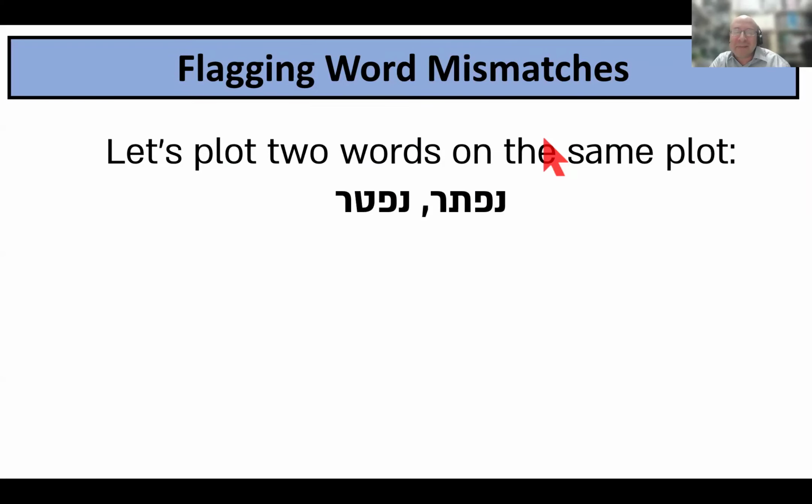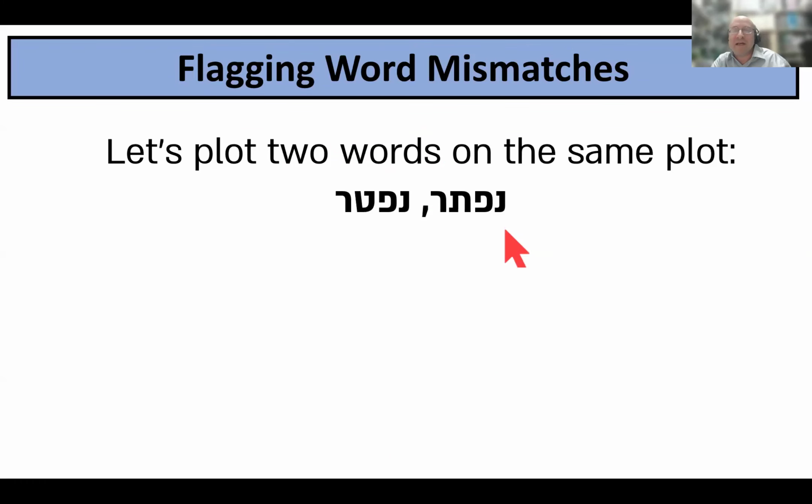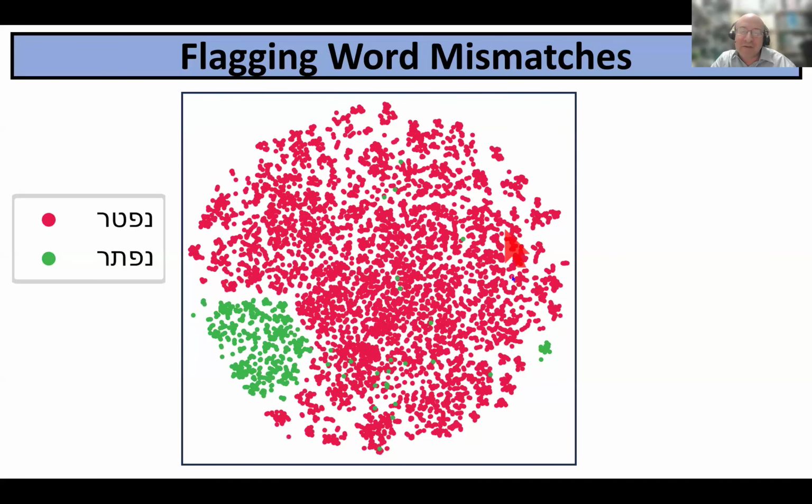Here I took the words niftar and niftar, two very different verbs, one meaning passed away and one meaning solved, but very often confused because one has the taf and one has the tet, and they sound the same. Then I did the same sort of plot that I've been doing with the synonyms, but here I plotted 10,000 instances in the corpus of the tet and 10,000 instances of the taf, and they cluster nicely, which is not surprising because they're so different.